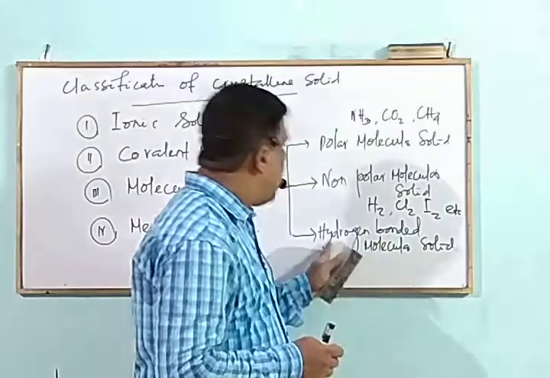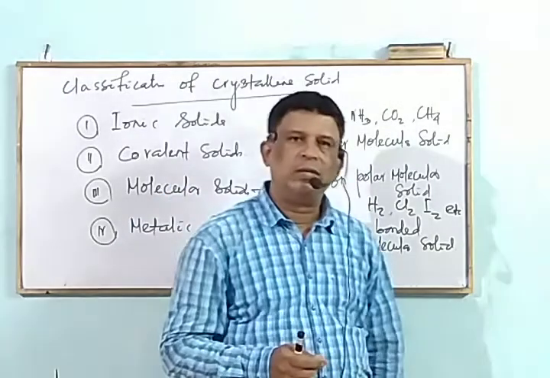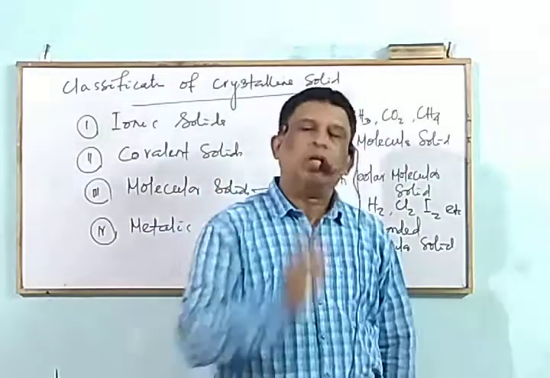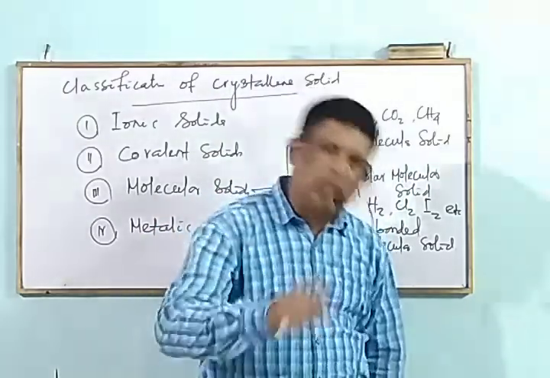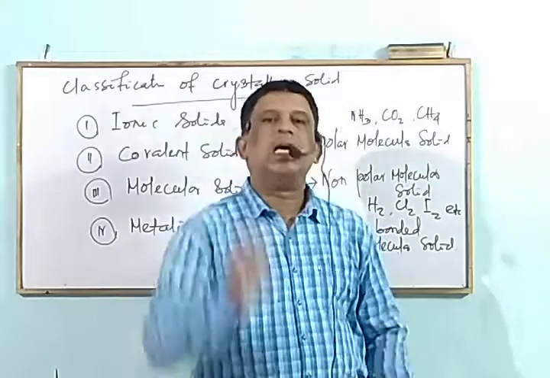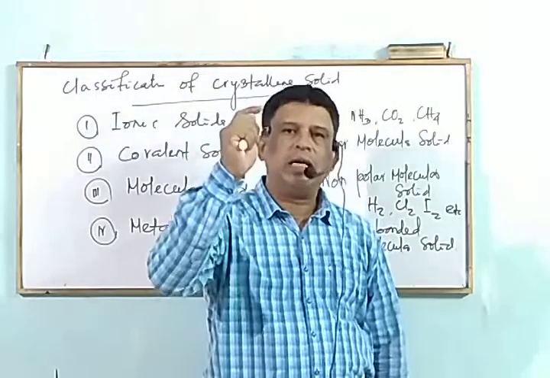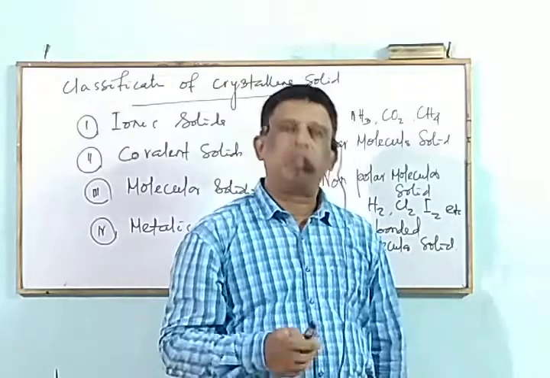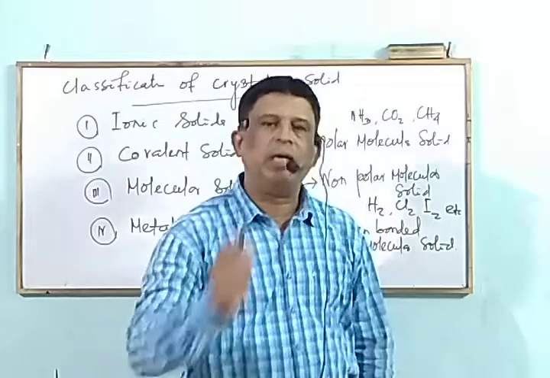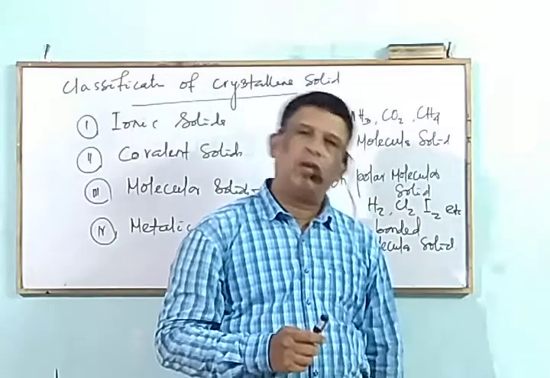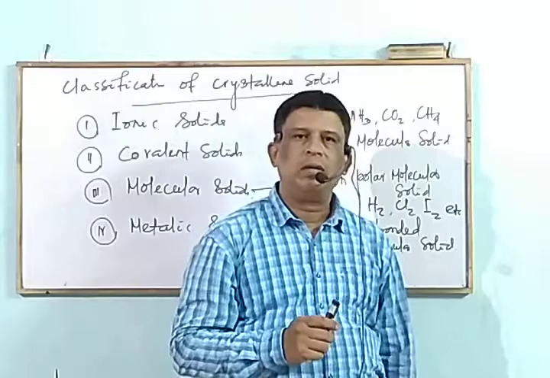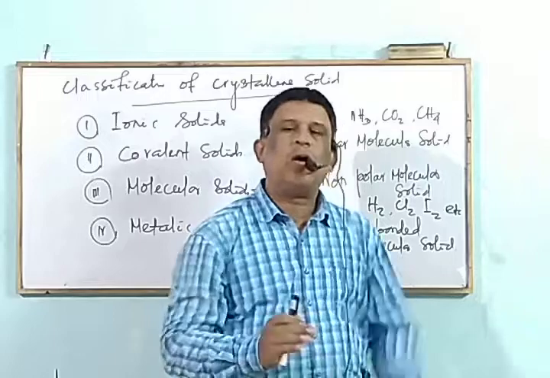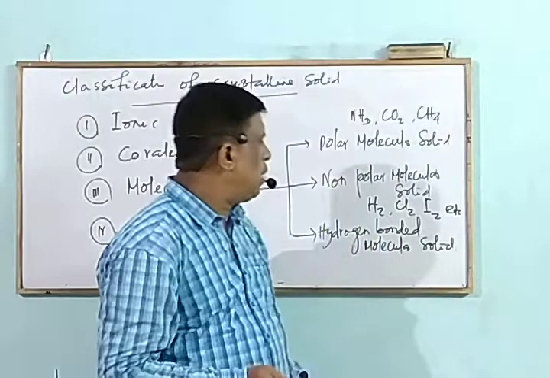Next one is hydrogen bonded molecular solid. A solid is said to be hydrogen bonded molecular solid if the constituent particles possess hydrogen attached to a highly electronegative element, that is nitrogen, oxygen and fluorine, held together by strong intermolecular hydrogen bonding. They are normally soft solids. They possess high value of MP and BP, and all other properties are similar to polar molecular solid.